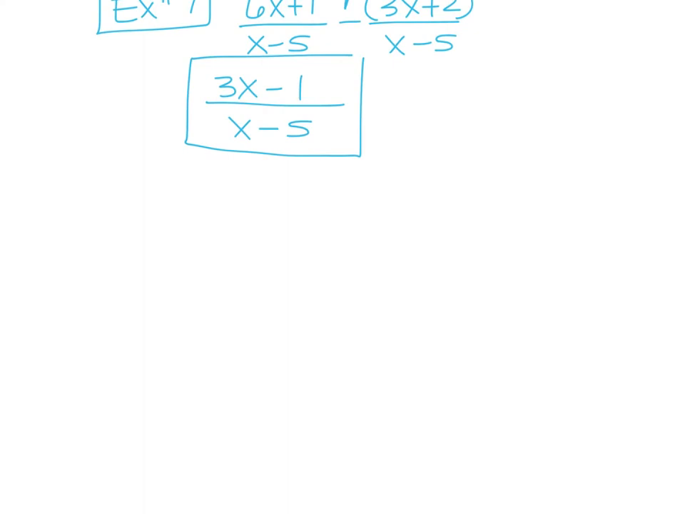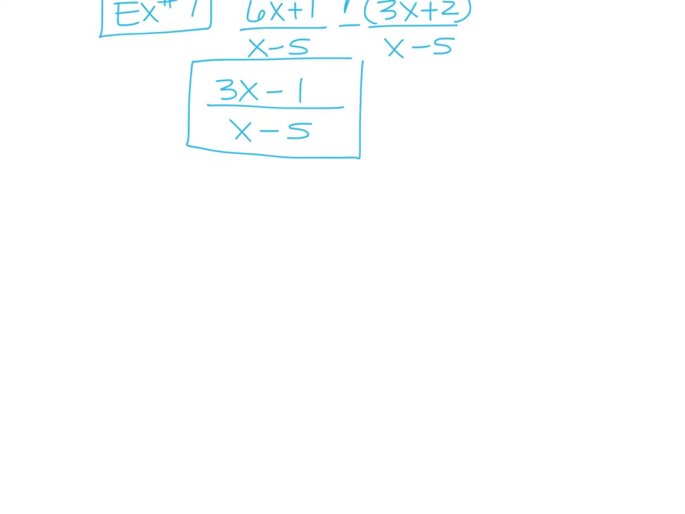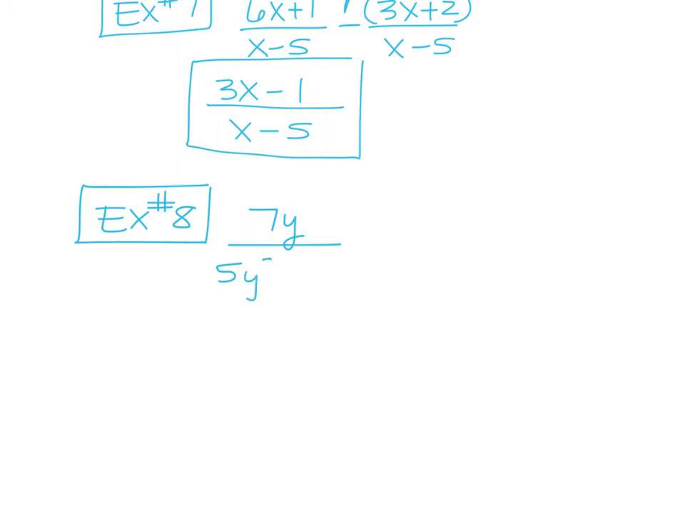All right, last one. Last one, best one, fanciest one. It's not bad. Example 8. We have 7y over 5y squared minus 125 minus 4 over 3y plus 15. So this is kind of just taking everything we've done and throwing it all together now. So we are subtracting. What would you do first?